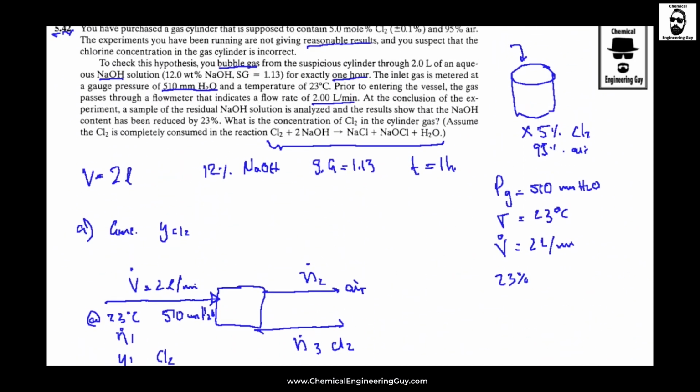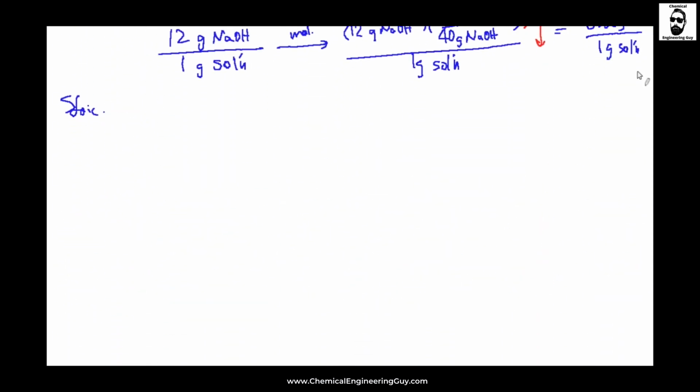One thing here, guys, this is kind of tricky. There's a 23% here: reduced by 23%. What does that mean? It means that 23% has actually been used in the reaction. I'm going to suppose that.